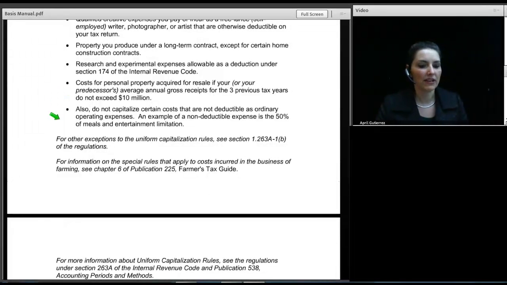Also, do not capitalize certain costs that are not deductible as ordinary operating expenses. An example of a non-deductible expense is the 50% of meal and entertainment limitation. So what that's saying is you have the expense for meals. Let's suppose you had $1,000 of meal expense during the year. You're allowed to deduct $500 of it because that's the limit. You do not get to capitalize the $500 that was not deductible. It's just not allowed anywhere.